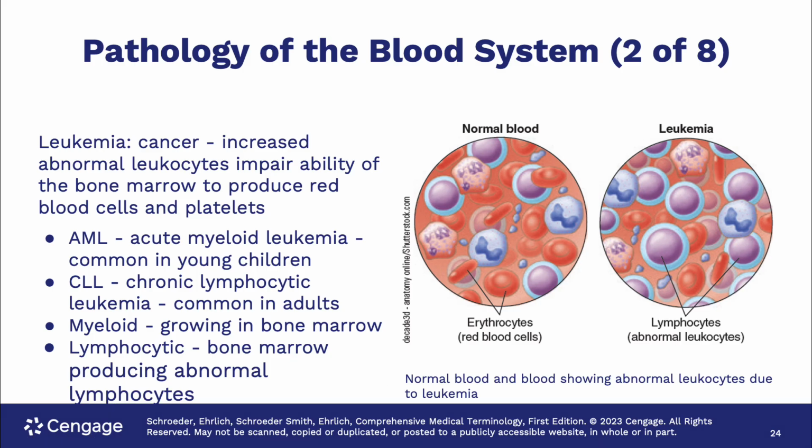Leukemia is a blood cancer, and it's an increase in abnormal leukocytes in your blood. And they often impair the ability of the bone marrow to make red blood cells and platelets. So a few different kinds. AML, which is acute myeloid leukemia, that's the kind that children often have. CLL, chronic lymphocytic leukemia, is common in adults. Myeloid, growing in the bone marrow, and lymphocytic, bone marrow that produces abnormal lymphocytes.